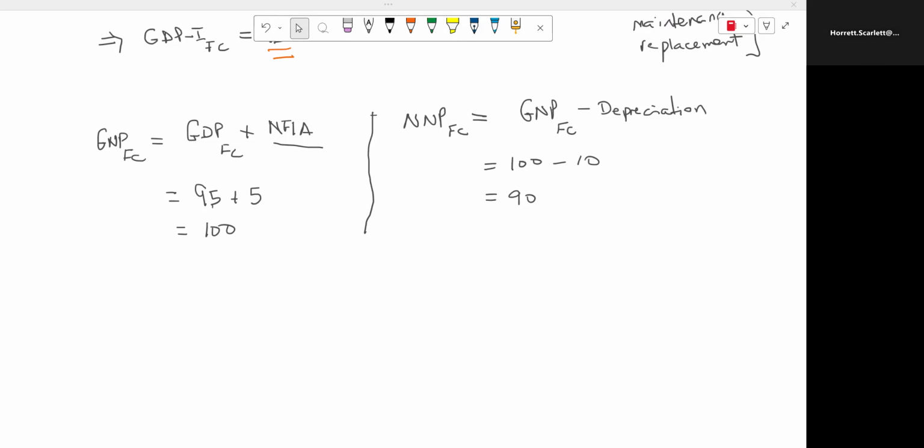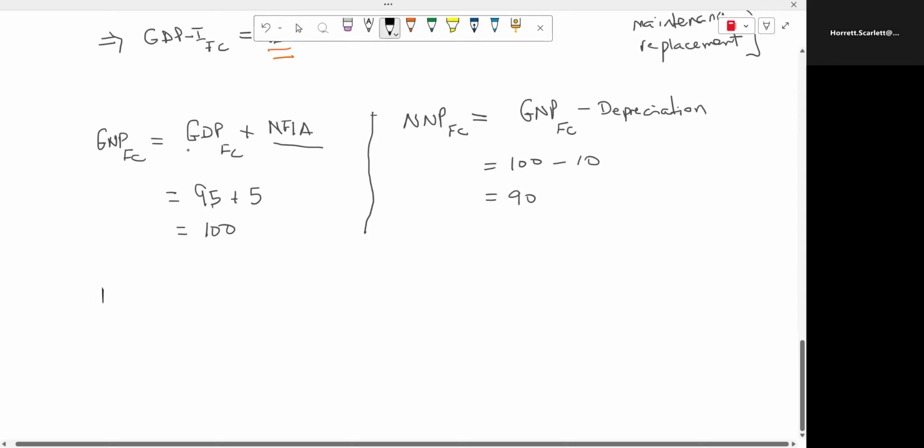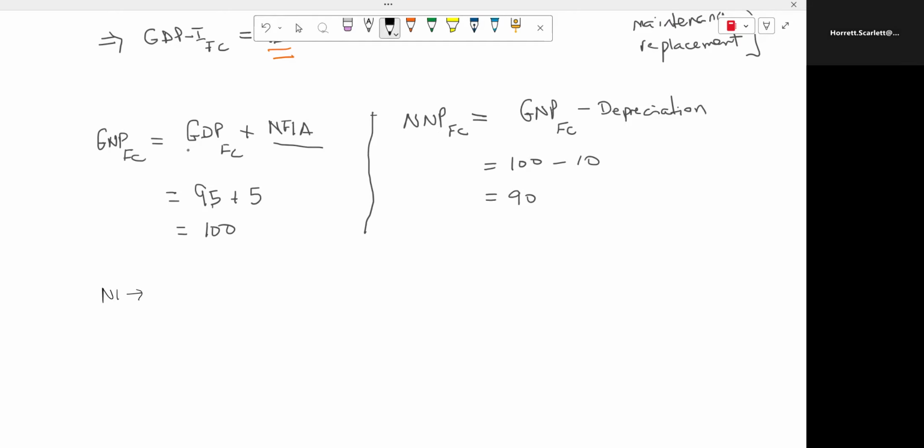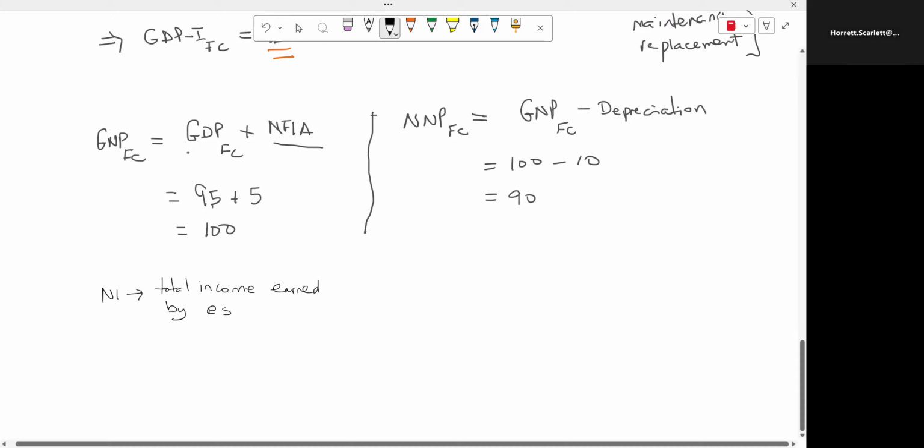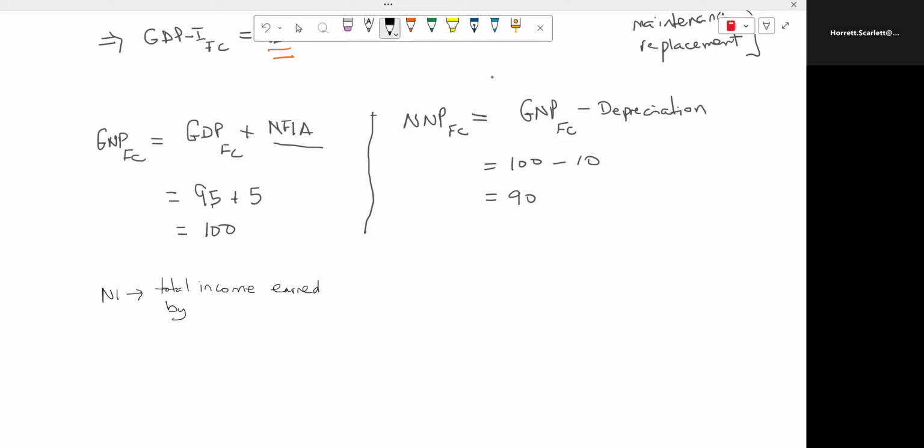Welcome back. This is Unit 2, Part C. And as a quick refresher, we have been looking at the whole concept of national income. And we are saying that national income is the total income which has been earned by residents. So it's the total income which has been earned by the residents.